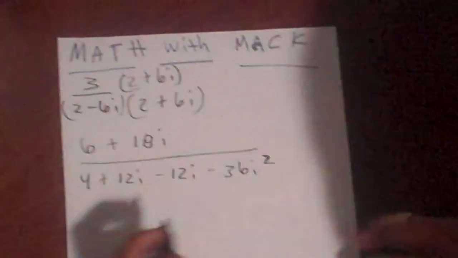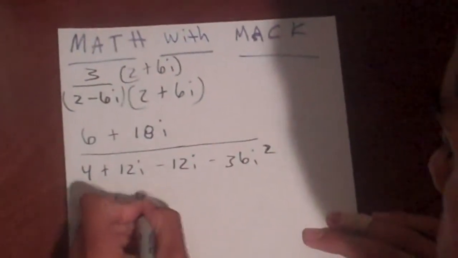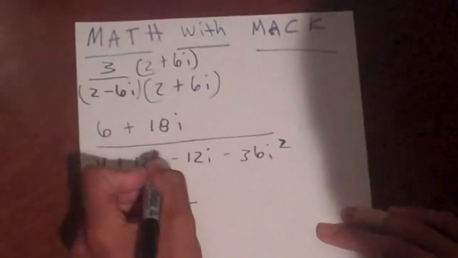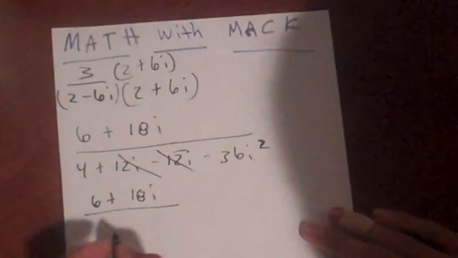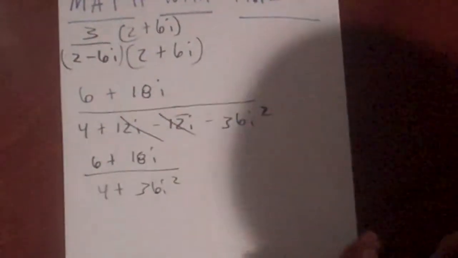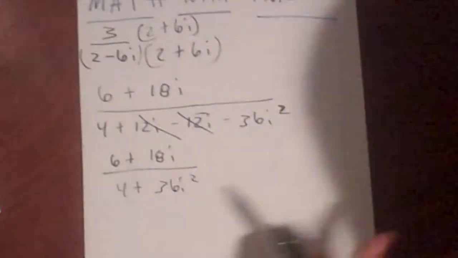And now we have to simplify the terms of the denominator. That's going to be 4 plus 12i minus 12i, those cancel out. It's going to be 4 plus 36i squared. And i has many identities, and one of them is negative 1. i squared is negative 1, and that's one of i's identities.